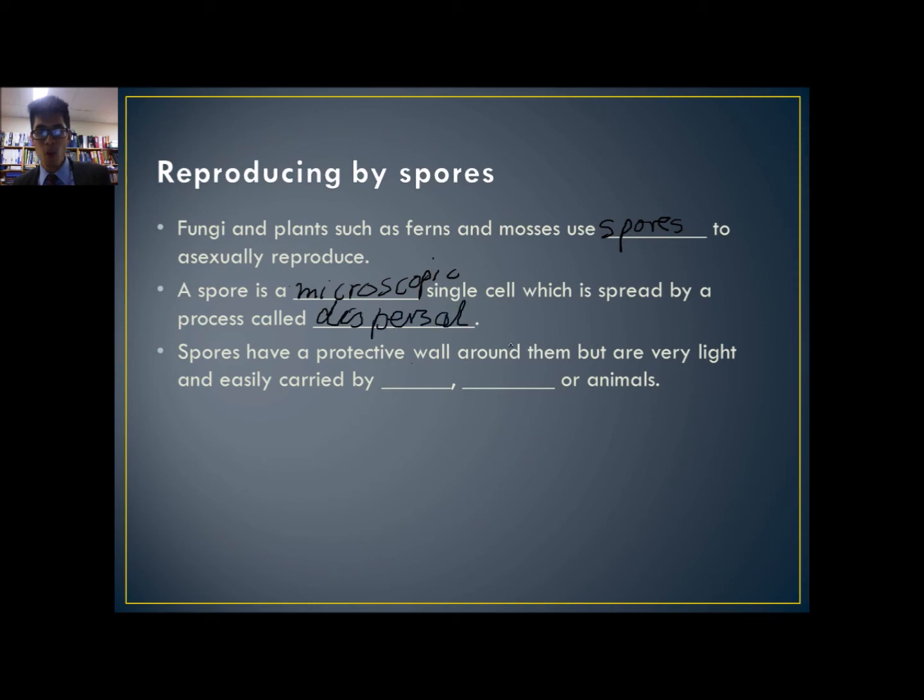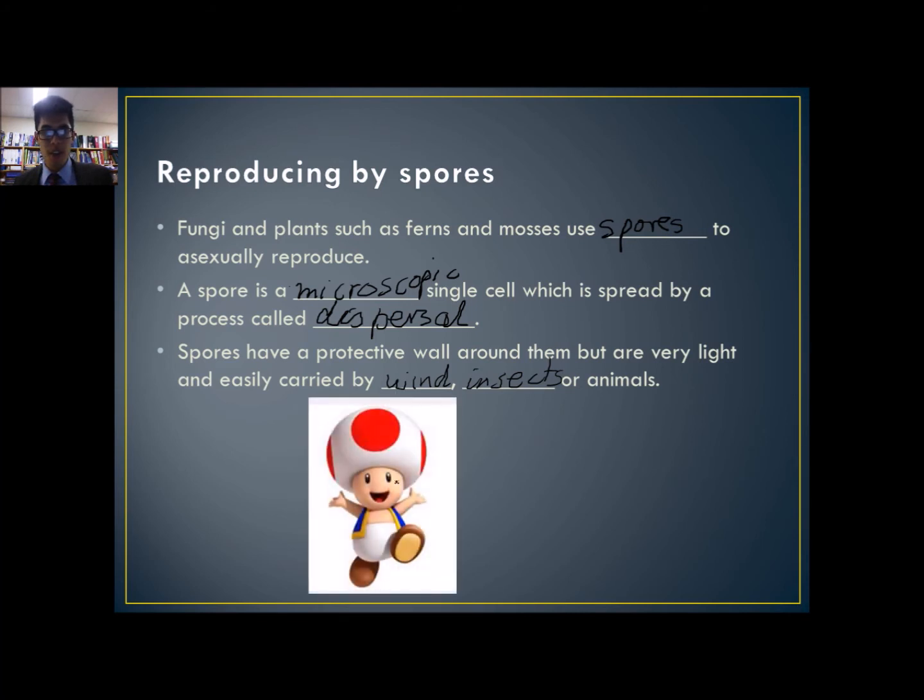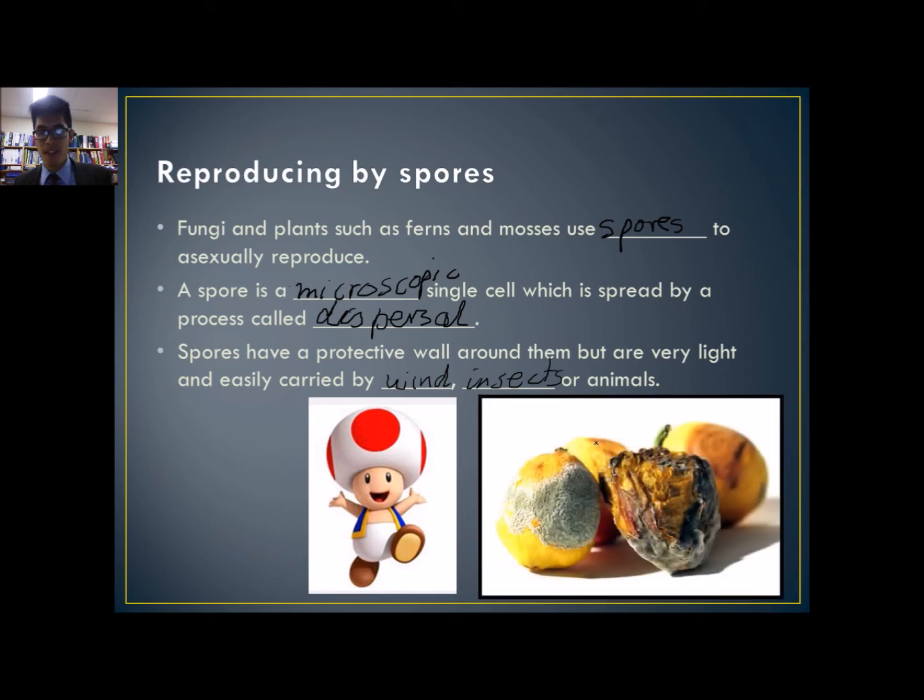Spores have a protective wall around them but are very light and easily carried by wind, insects, or animals. Now, this is probably the world's most famous fungi, but it looks more like this. So you might have seen this in your lunchbox before. This is all fungi, and they reproduce by spores. So a little bit of fungi spore will join onto here, and it'll spread, and that's how it keeps spreading around. Not this guy.